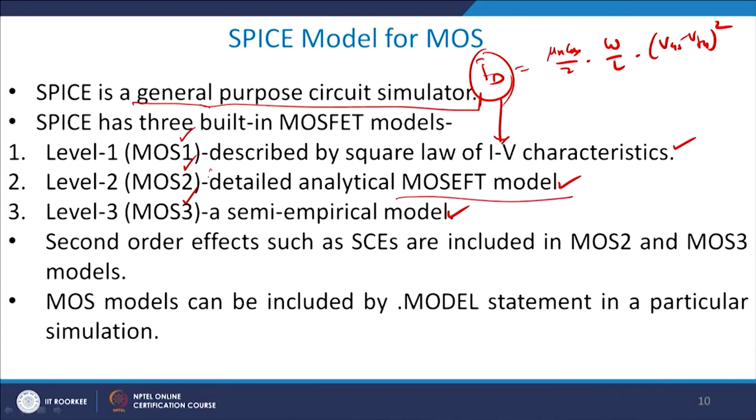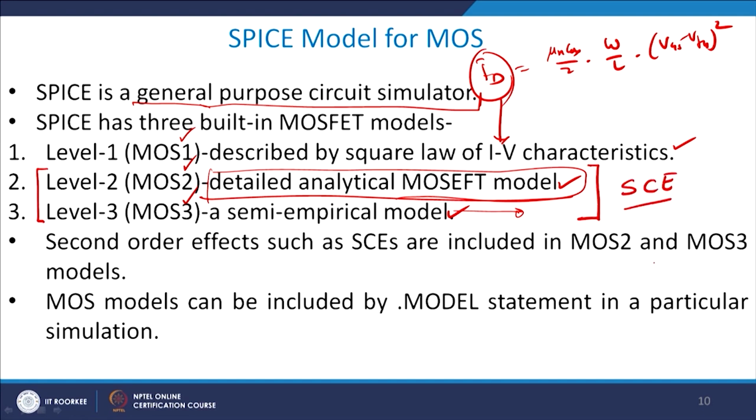A much more detailed analytical model of the MOSFET is MOS 2, the level 2 model, right. Another model, which has been extracted from experimental data and is also referred to as a semi-empirical model, is used as model 3 or MOS 3. Now, level 2 and level 3 take care of short channel effects. Level 1 is basically a long channel model, which means you have applied gradual channel approximations and you do not have any short channel effect in level 1, but in level 2 and level 3 you have a large amount of short channel effects, right.